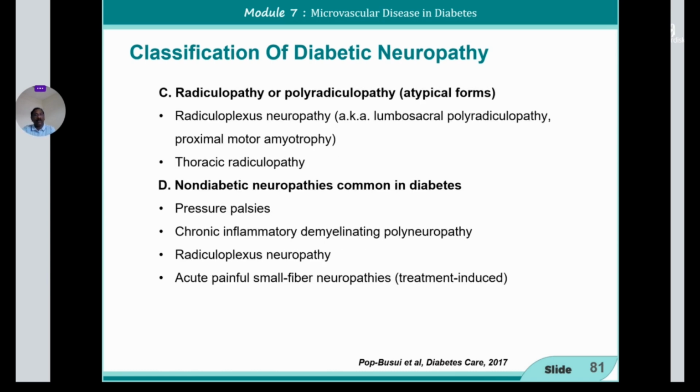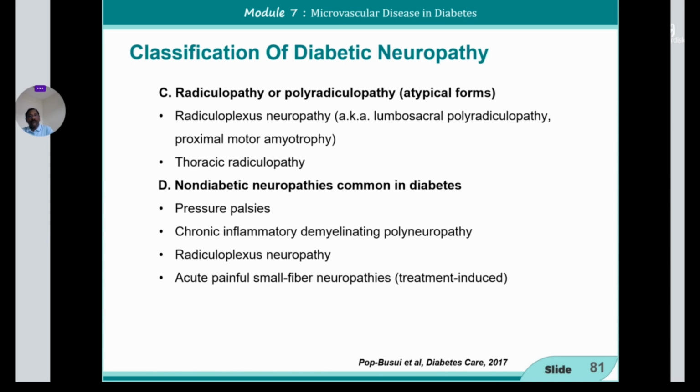Radiculopathies are very common in chronic diabetics. Polyradiculopathy, again atypical forms. It is a radiculoplexus neuropathy, just like your sciatica or lumbago. So lumbosacral polyradiculopathy or proximal motor amyotrophy, where people may not be able to get up from the sitting position because of weakness of the proximal thigh muscles. Thoracic radiculopathies are also common. These people will have root pains in the thoracic area.